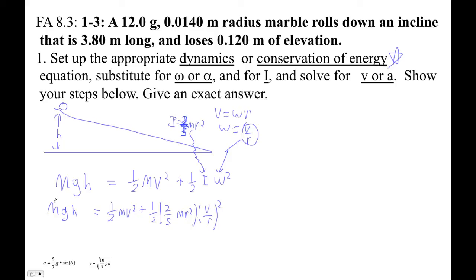Okay, so now we can cancel an m out of every single term, right? And notice that the r is squared, right? So this will end up being v squared over r squared. So the r squareds go away. And we end up with gh equals 1/2 v squared plus 1/5 v squared. That's all that's left, right?